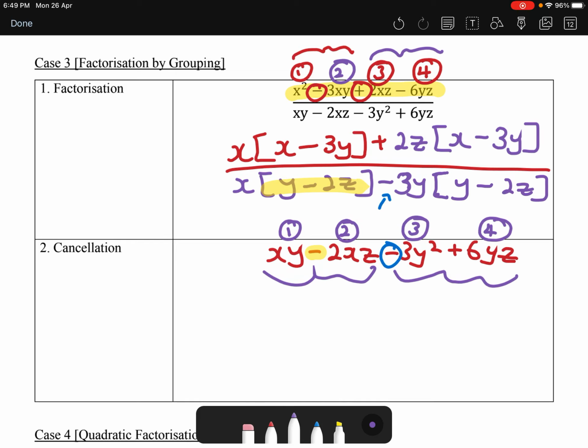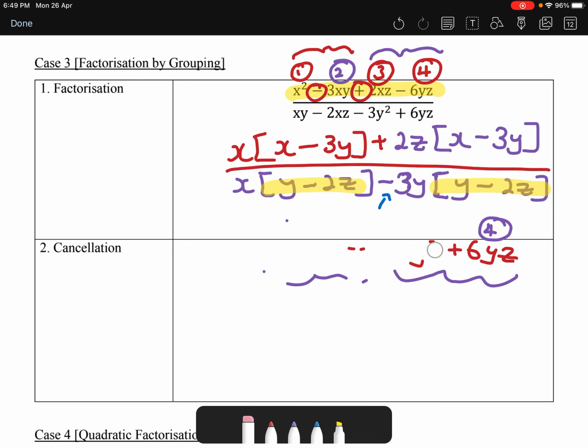Especially for this, the minus is a bit difficult to see, so you need to be familiar with it. Alright, if you take a look at the brackets, they are the same now. So I can do my so-called factorization. So let's do the factorization on the top first.